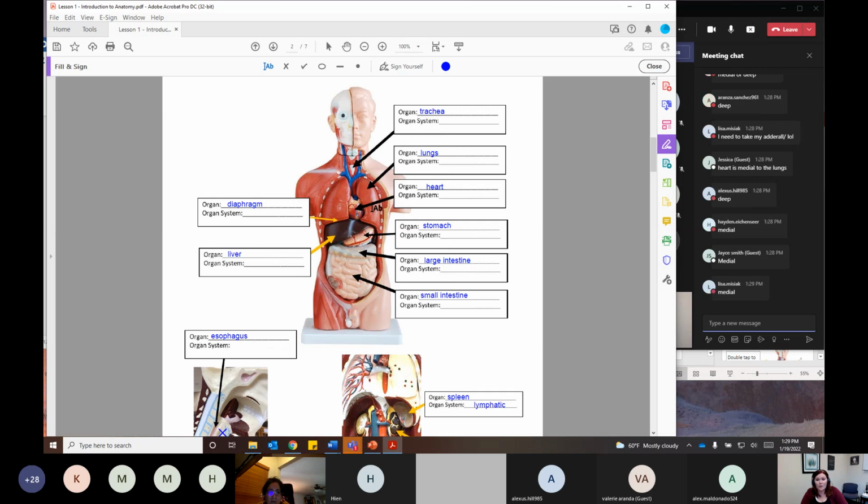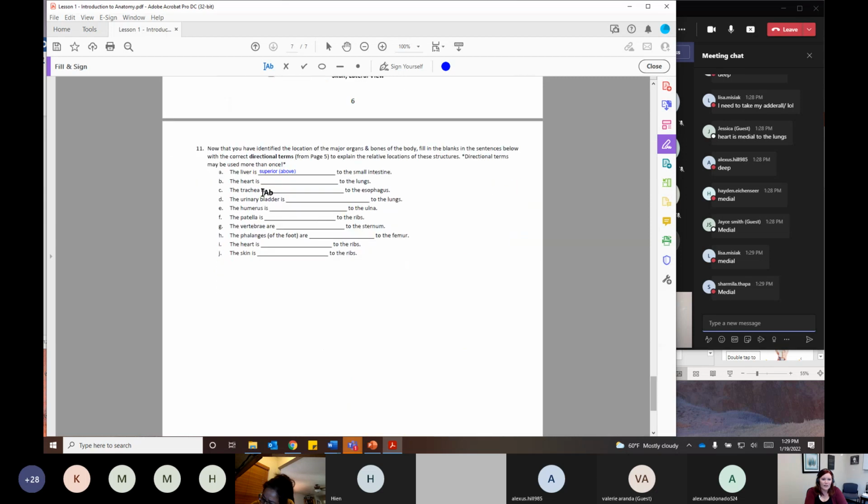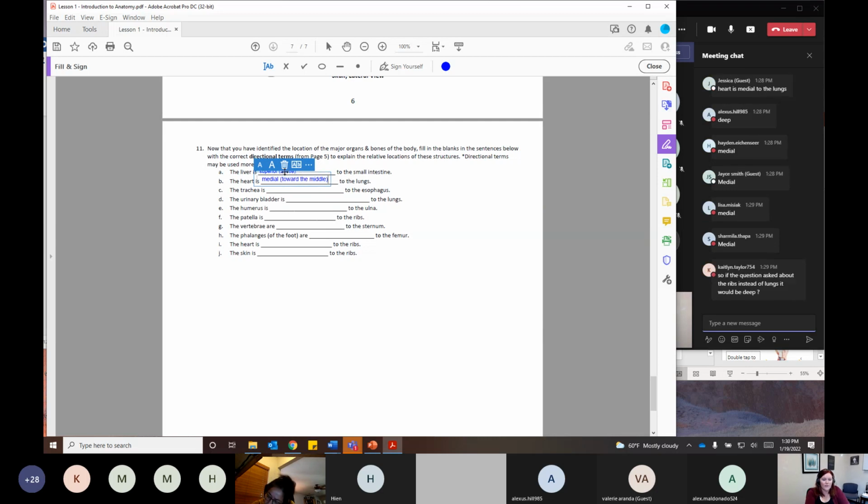I'm glad a couple of people were asking about deep, because this is an important comparison. Deep would be an answer I might give half credit for, but it's not quite accurate. See how the heart is not completely wrapped around by the lungs? There are spaces in the front and in the back where the heart is not being wrapped up by the lungs. So the better answer, as opposed to deep, would be medial. So the heart is medial to the lungs, or the lungs are lateral to the heart. Let's fill in our blank: the heart is medial, toward the middle, to the lungs.